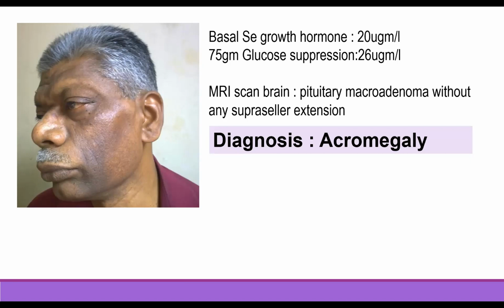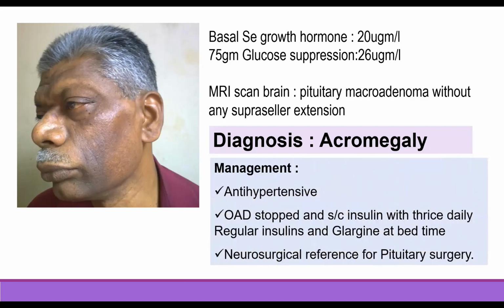So we had a diagnosis of acromegaly and treated the patient with subcutaneous insulin, regular insulin thrice daily, and glargine at bedtime, because all patients with secondary diabetes should be treated with a basal bolus regimen. Especially this patient will have to go for the surgery, pituitary surgery, and therefore you have to control the blood glucose very tightly with basal bolus regimen.